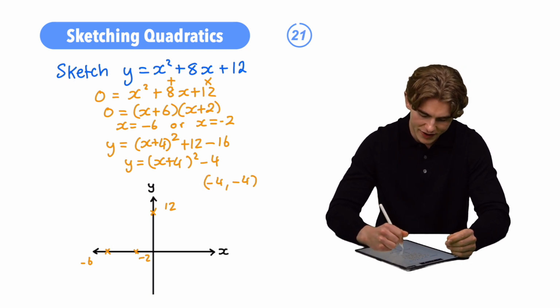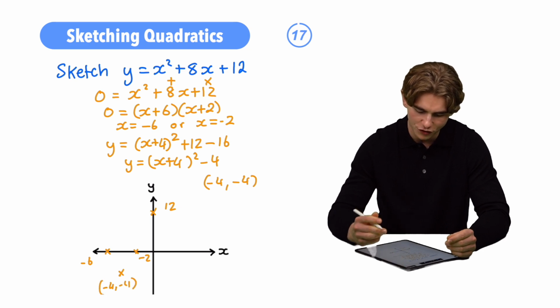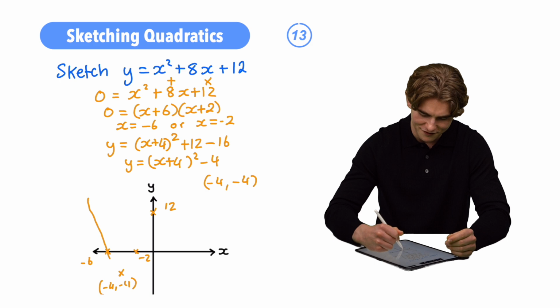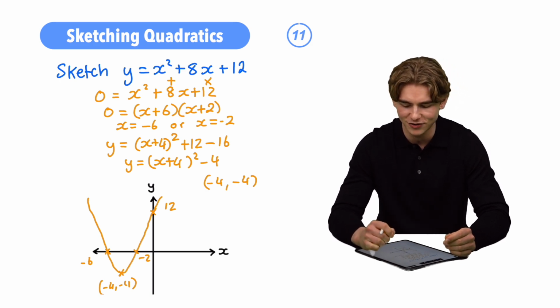Drawing that on approximately, let's put it down there. We have minus 4, minus 4. And now, guys, the moment of truth, we can join all of those with a hopefully smooth curve. How good are we going to be? Let's have a look. Hey, that's not bad at all. That's not bad at all.